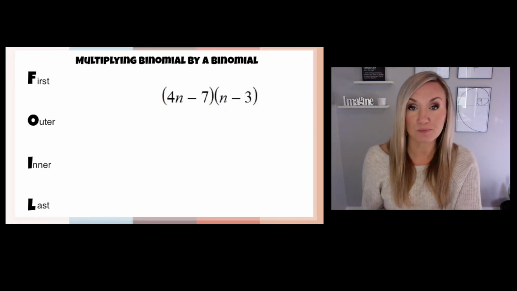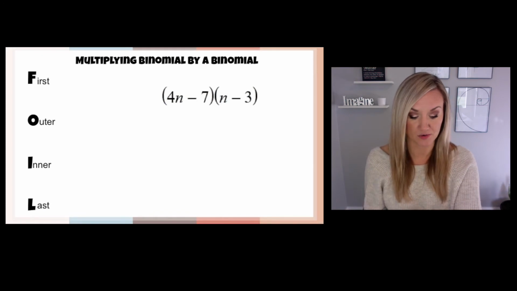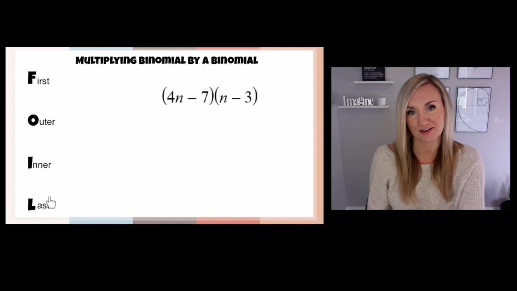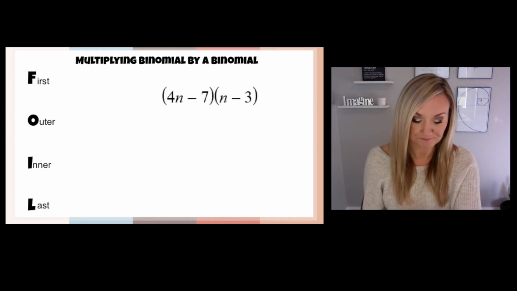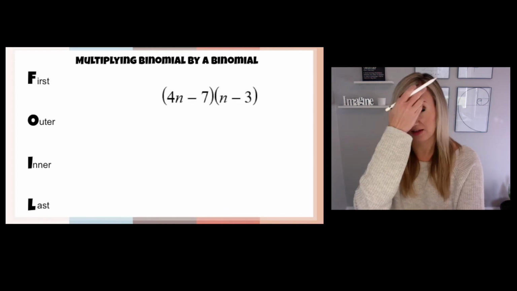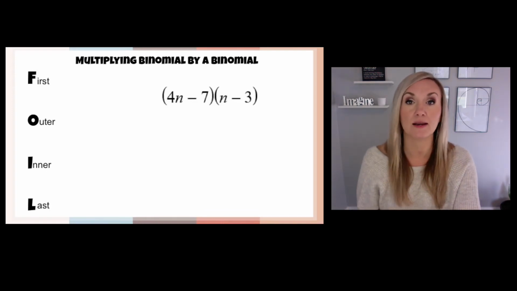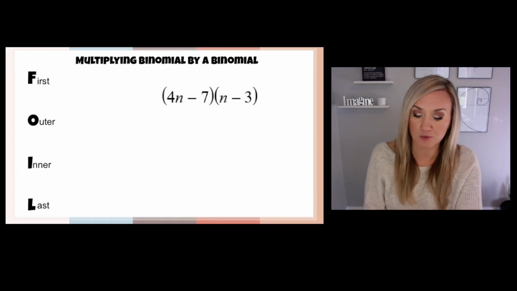I'd like you to write this problem down on your own right now. And then you don't necessarily have to write this again. I just have it on every single slide. But this would be the next example of FOIL. So once you have that written down, let's go ahead and multiply these 2 binomials.